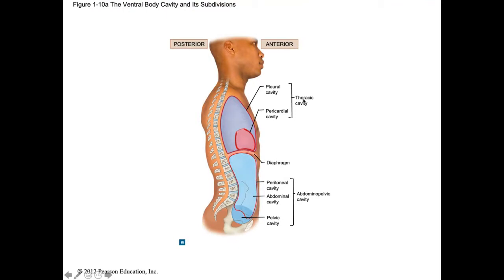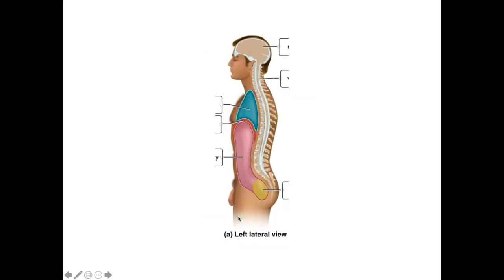So here we have a thoracic cavity, and the thoracic cavity can be divided into two cavities, a pleural cavity, which houses the lungs, and pericardial, peri means around, cardial is heart, a cavity that surrounds the heart. Then we have a muscle called the diaphragm, which separates the thoracic cavity from the abdominal pelvic cavity. So here's the diaphragm, here's the abdominal cavity, and here's the pelvic cavity. The abdominal cavity is mostly for your digestive organs, and the pelvic cavity is mostly for reproductive organs.